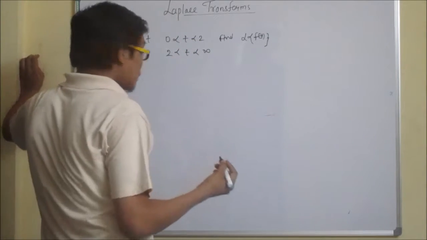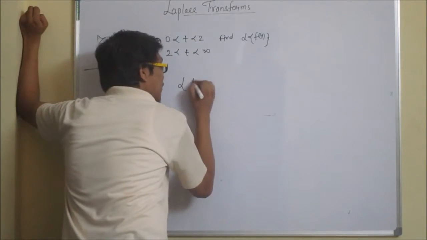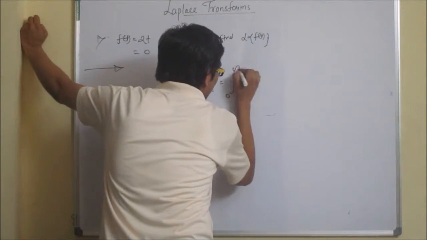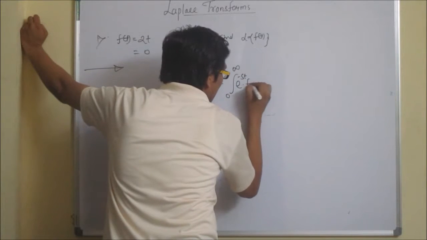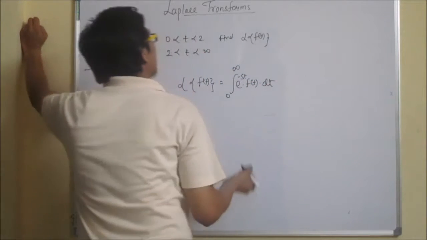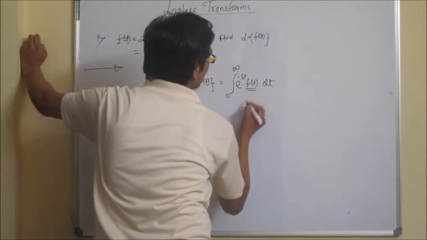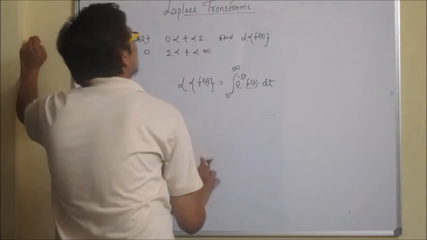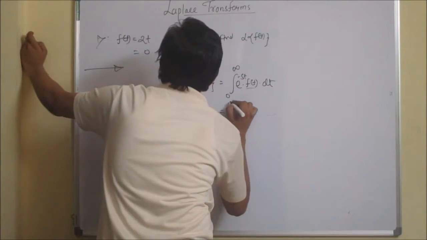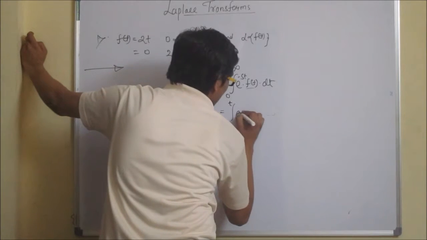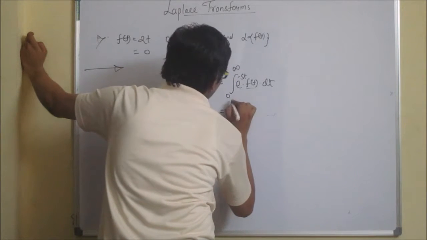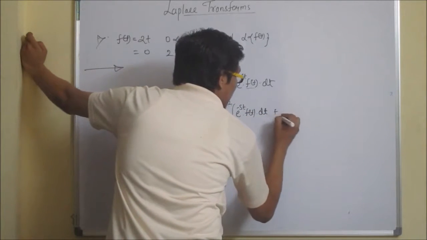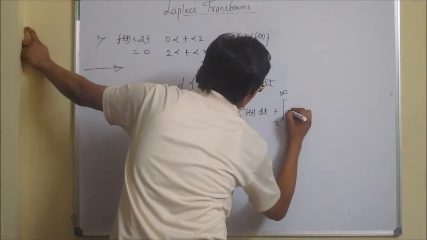Now, what is the general formula? L of f of t is equal to integral from 0 to infinity of e raised to minus st f of t dt. Before substituting the values of f of t, we will just split its domain. That is, from 0 to 2 the function is different, and then from 2 to infinity the function is different.